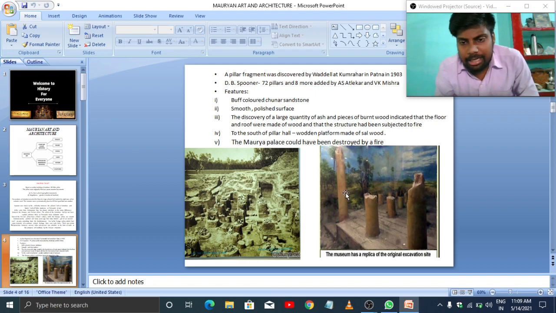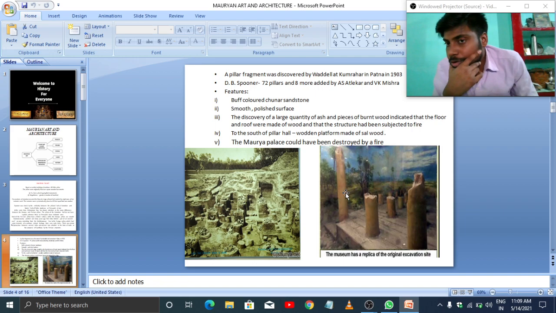Basically, it consisted of 80 pillars. There were 80 lithic pillars, and each pillar was carved out of a single stone. It was monolithic. One of the interesting facts is that the pillars were monolithic, and the raw material which was used was sandstone.